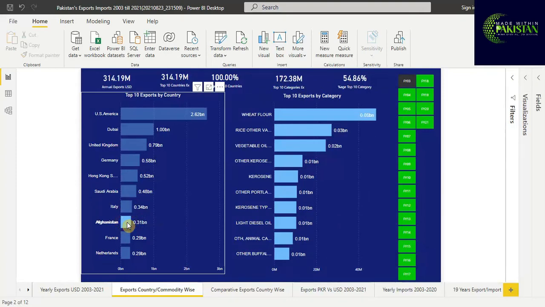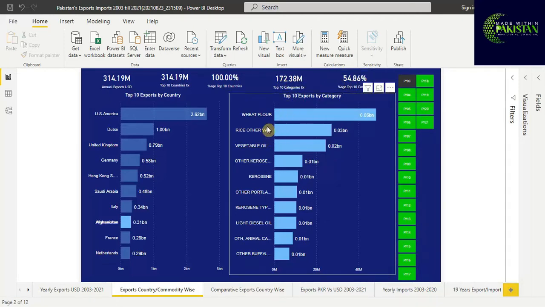Afghanistan. So here comes the difference. Total exports 314.19 million. Top 10 commodities for 172.38 million. Percentage is 54.86. So let's see the different products.